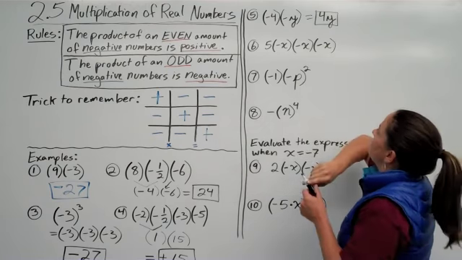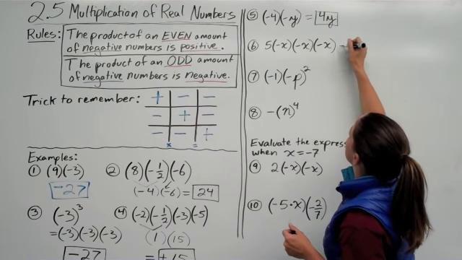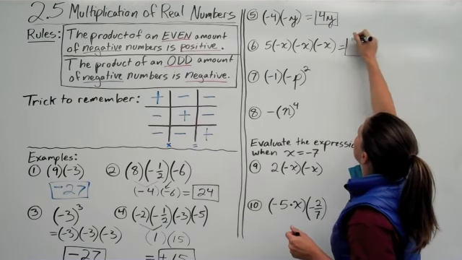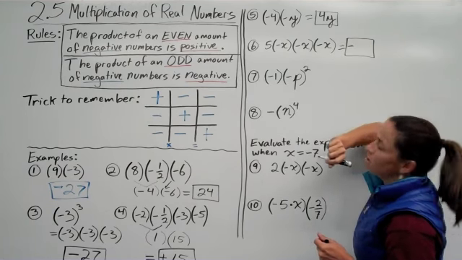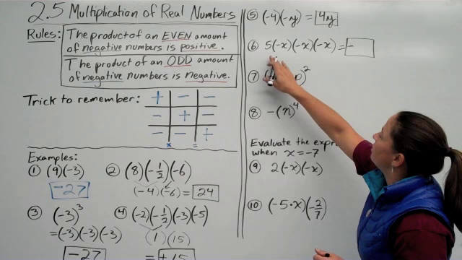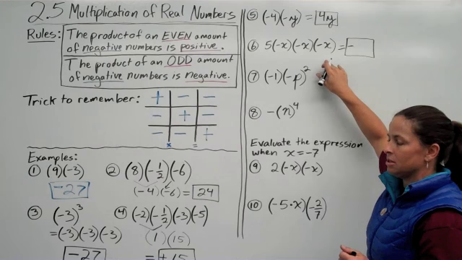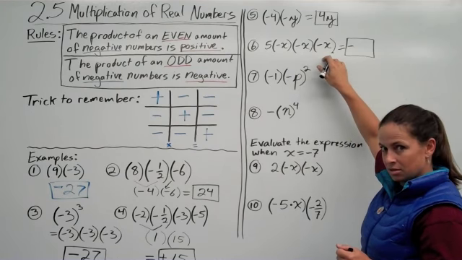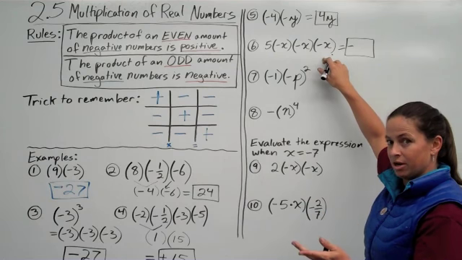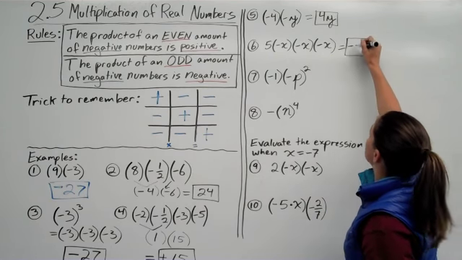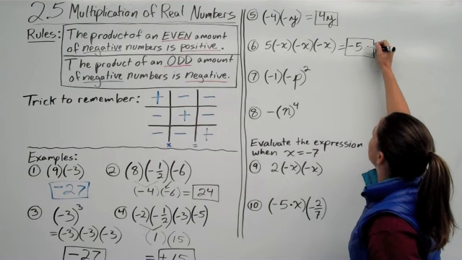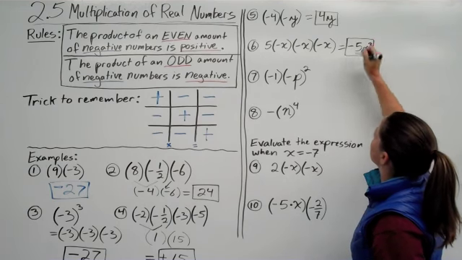So definitely this solution is a negative, but then the question is what? Well, I have 5 multiplied by an x times an x times an x. So what's x times x times x? X times x is x squared times another x is x to the 3rd. So this is a negative 5x to the 3rd.